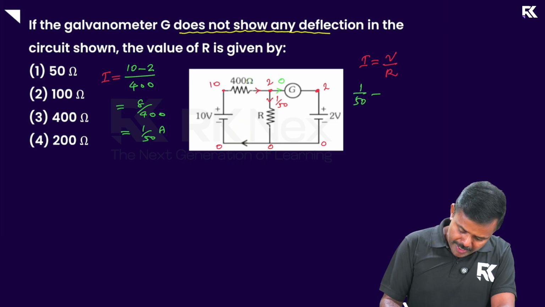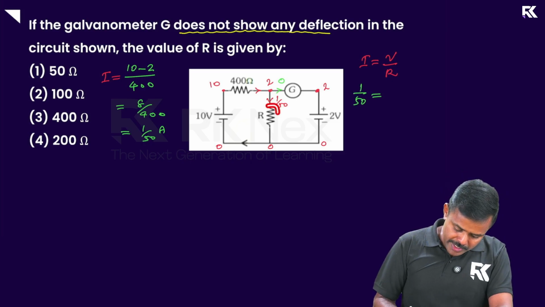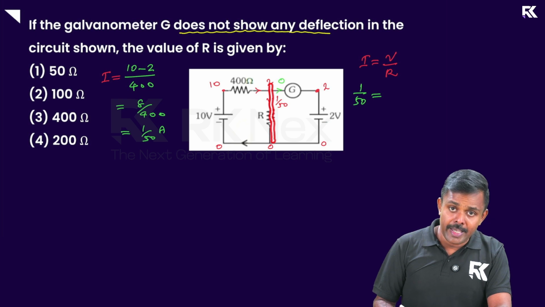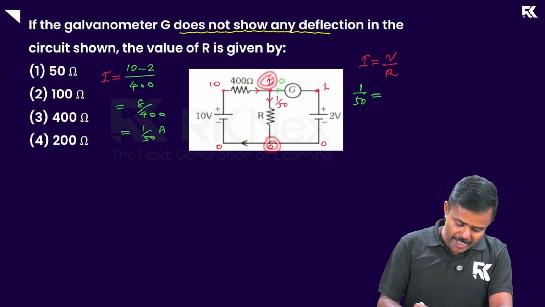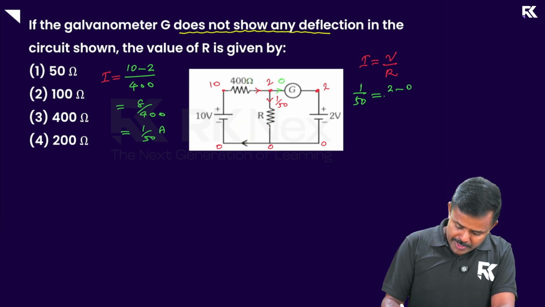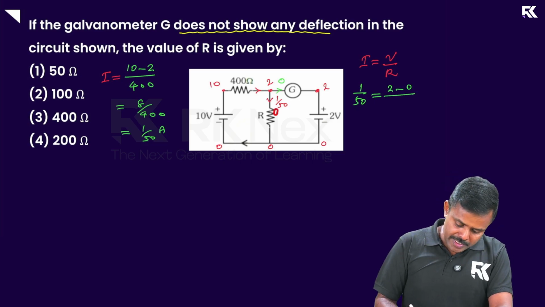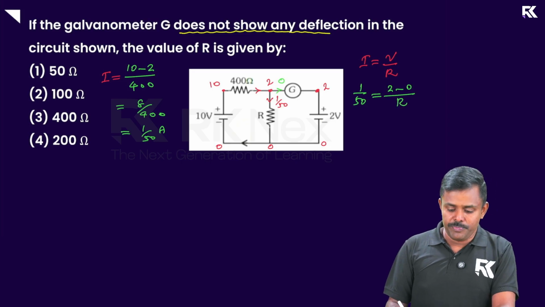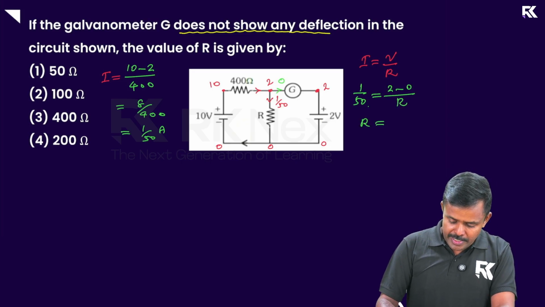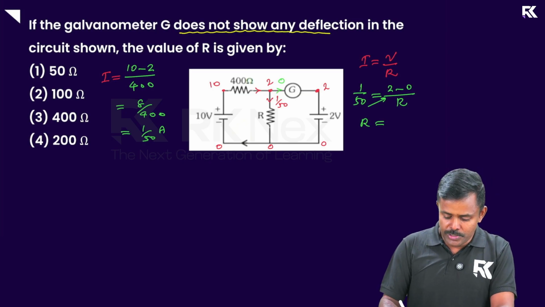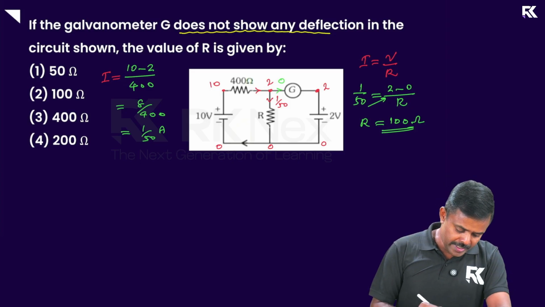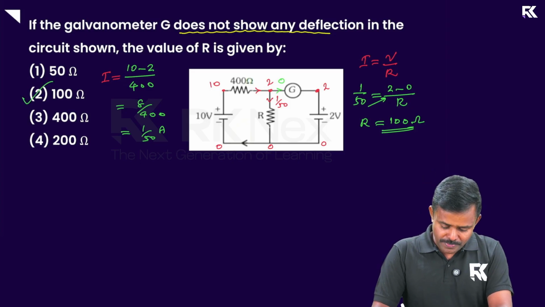So 1 by 50 is equal to, for this resistor, potential difference. This end is at 2, this end is at 0. So the potential difference across this resistor is 2 minus 0, divided by the resistance, which is to be calculated here. So I'm putting it as capital R. Now cross multiplying, R is equal to 50 into 2 minus 0, which is 2. 50 into 2 is 100 ohms. So here the answer is option 2.